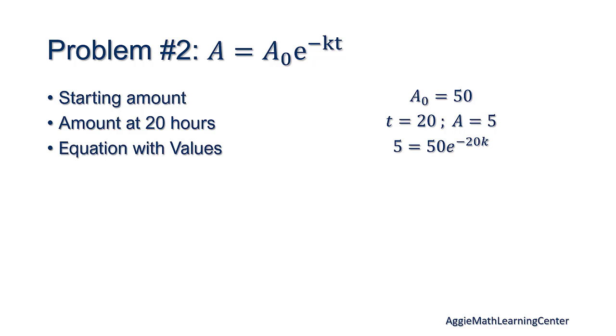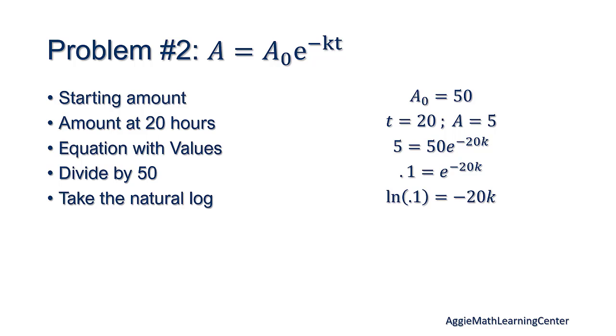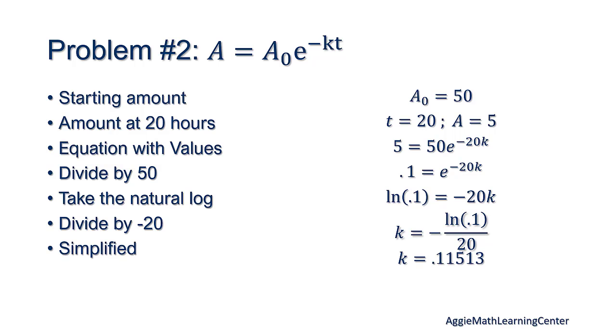After plugging these values into the equation, we get 5 equals 50 times e to the negative 20k. To solve for k, we'll divide both sides by 50 to get 0.1 equals e to the negative 20k. We then take the natural log of both sides to get the natural log of 0.1 equals negative 20k. We then divide both sides by negative 20. After plugging that into a calculator, we see that k equals 0.11513.